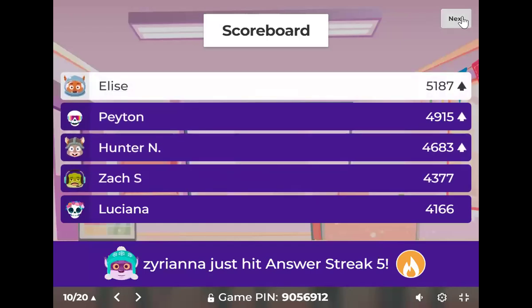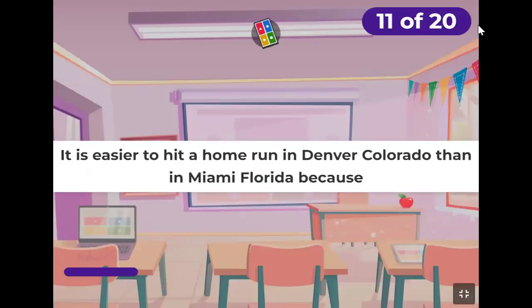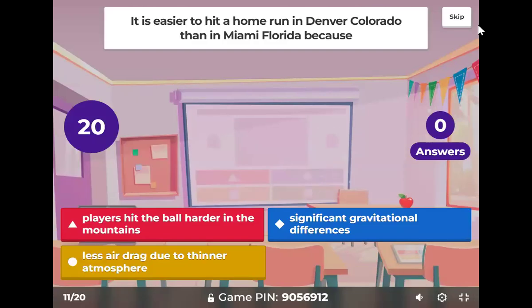All right, Elise, back to the top. It's easier to hit a home run in Denver, Colorado than in Miami, Florida. True. Why?